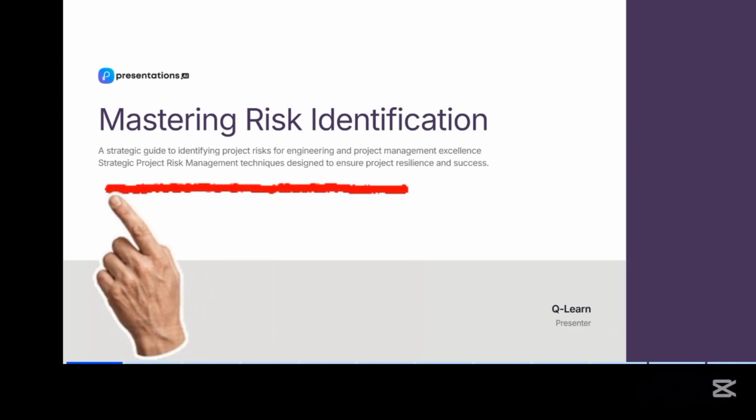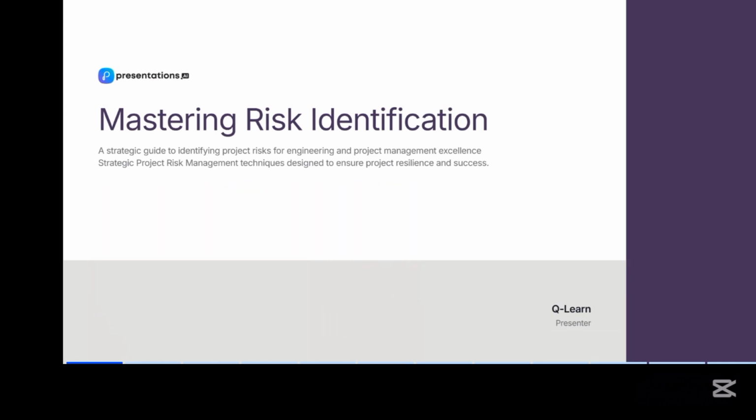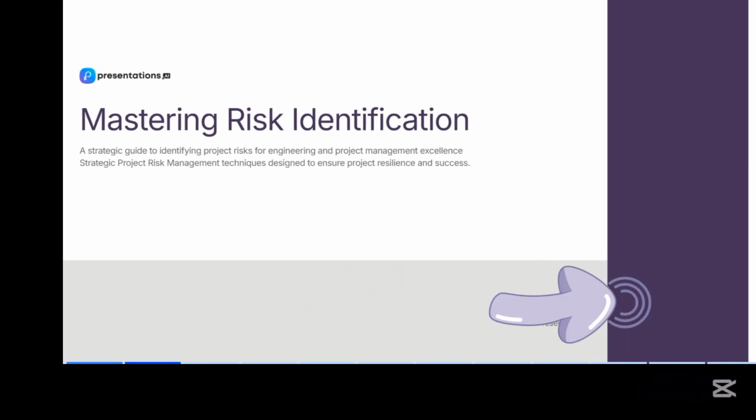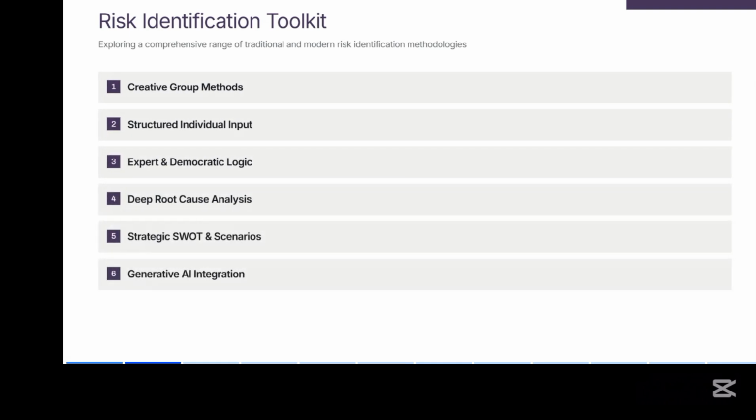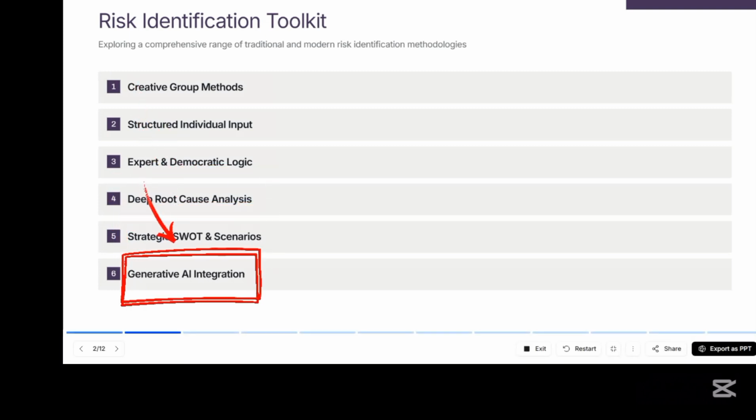But how to identify so-called risks earlier? We'll have a snap review over this. Here we go. Today's AI world uses comprehensive risk identification techniques. Let's explore the most commonly used risk identification techniques one by one. Those are creative group methods, structured individual inputs, expert and democratic logic, root cause analysis, strategic SWOT analysis, and generative AI integration. Great! It seems quite difficult, but actually it isn't.